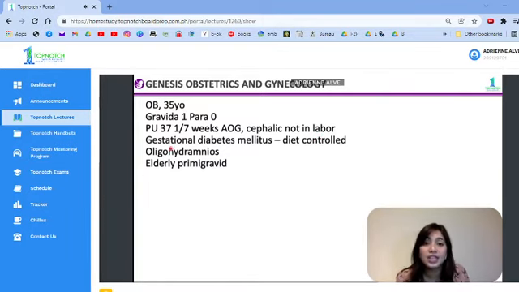And as I mentioned, meron siyang GDM, di ba? Na-mention ko 'to, kaya natin siya pinadopplers nung second trimester. So this patient has gestational diabetes mellitus and then diet control yung kanyang GDM. Tapos meron siyang oligohydramnios kasi yung AFI niya ay 2 centimeters, plus she's elderly pre-gravid based on her age.